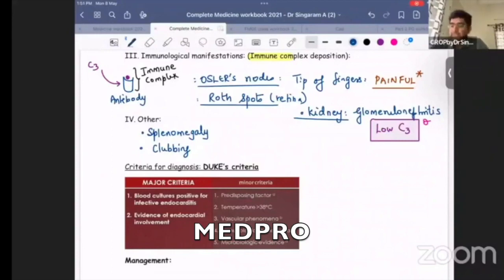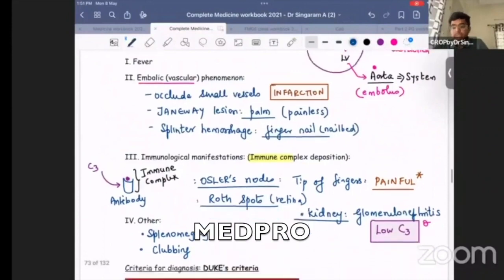Of course, fever will be present. Along with that, you get immunological manifestations and embolic manifestations. And last would be the other manifestations, especially in that group. Splenomegaly is important. That's what you have to remember. Are you able to follow this? So that is about the features of infective endocarditis.